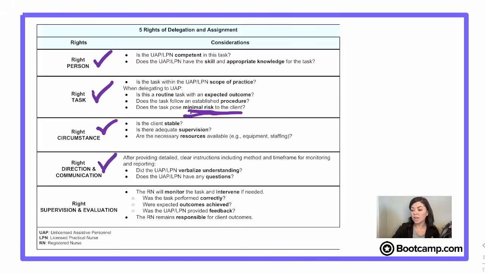Next is right direction and communication. This one is very important. We have to give very specific instructions. So instead of asking the UAP, will you please let me know if the vitals are abnormal? We would want to say, can you please tell me if the client's systolic blood pressure is above 120? As the registered nurse, you have to be very clear and also give that delegatee an option to ask questions and clarify any information.